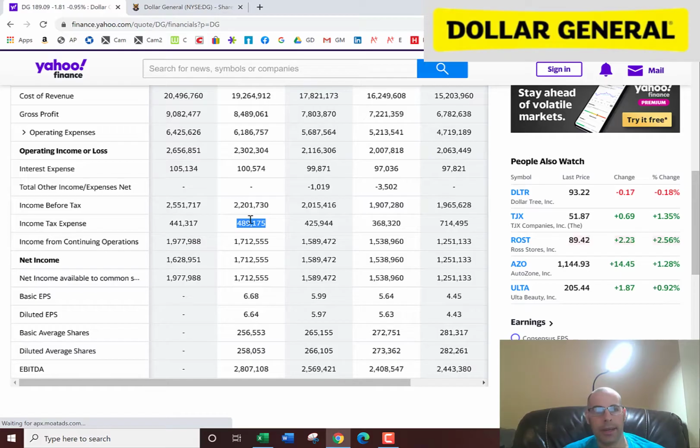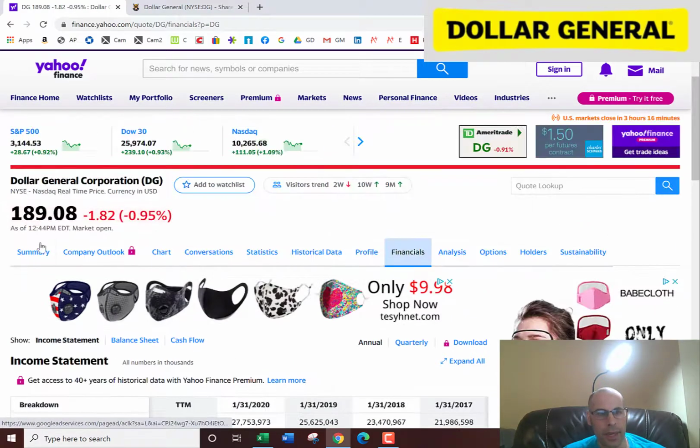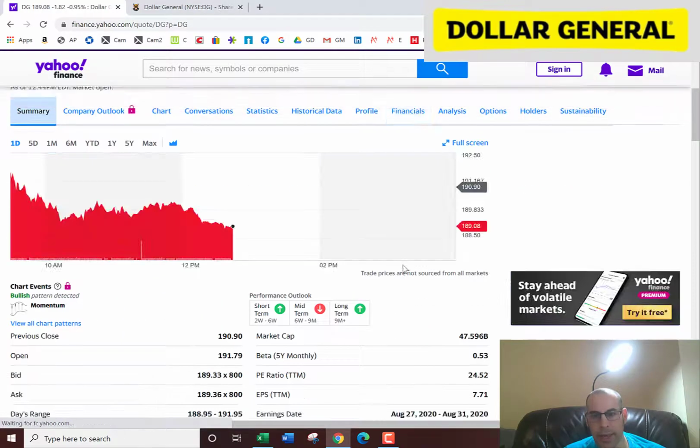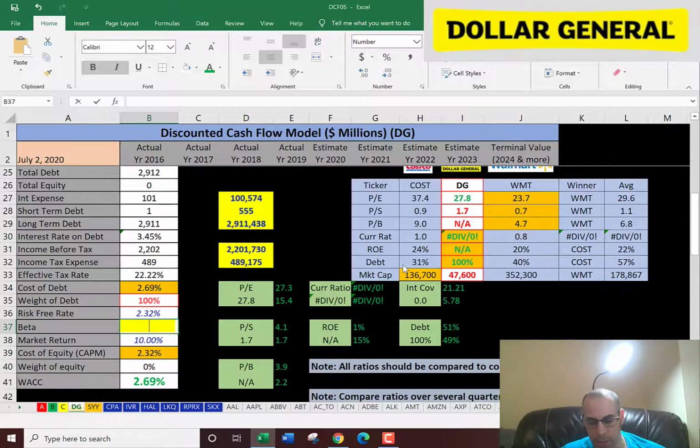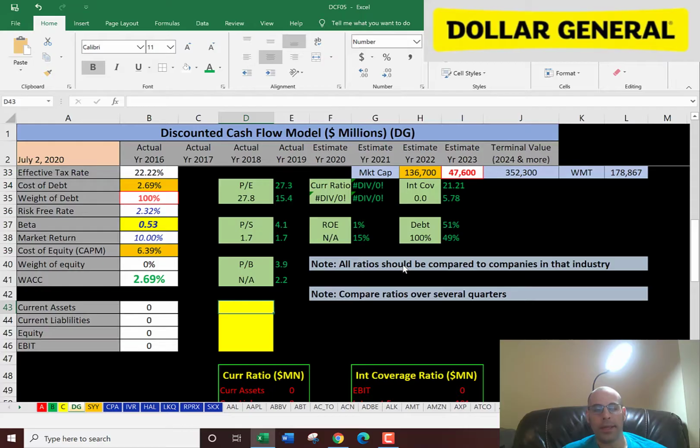So we need the beta. That's the volatility of the stock. And their beta is 0.53, so that's a really low beta. So that means their stock moves roughly half what the market moves. So if the market went up 1% today, this stock should go up 0.5%.